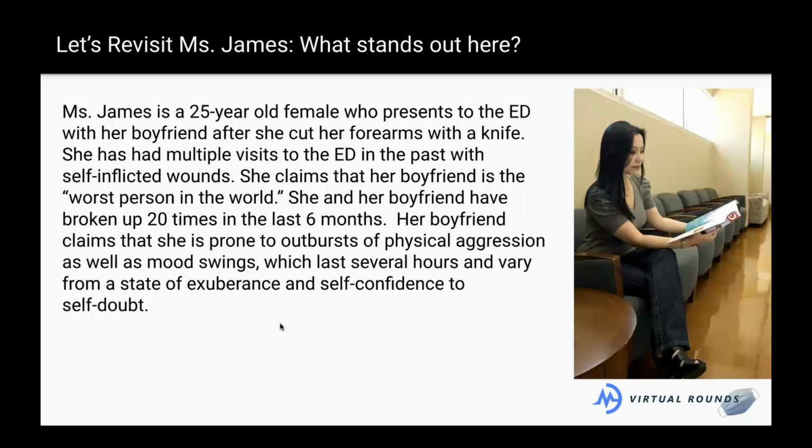So now that we've gone through the personality disorders, I thought we'd revisit the case and talk a little bit about, now that we've gone through it, what stands out to you here? What would you highlight? What's important about this for trying to get towards our diagnosis? The outbursts seem kind of borderline. I agree. These outbursts of physical aggression and the mood swings, for sure. Anything else? Worst person in the world? Yes, absolutely, Cole. I agree with you. Being very black and white about it. Worst person in the world is a very black and white statement.